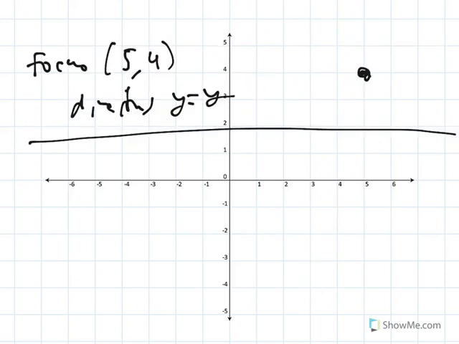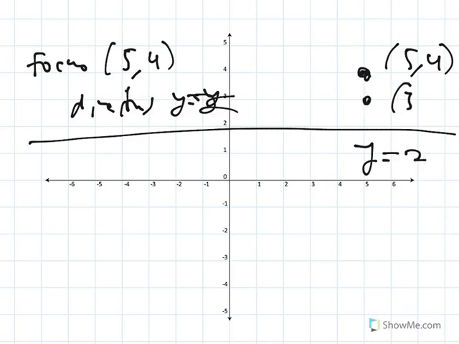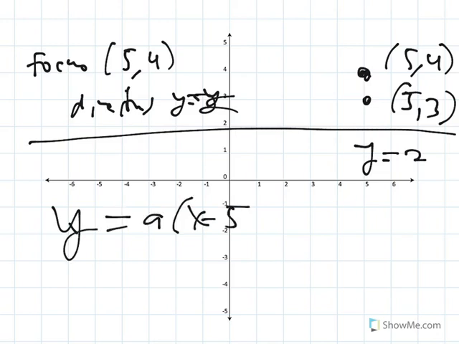Now remember before we had this question? Well, now we can do this a bit of a shortcut way. Since we know the focus is (5, 4), and the directrix is y equals 2, halfway between those is (5, 3), and that's going to be the vertex. So our equation is going to be y equals a times (x minus 5) squared plus 3. So the only question is a.